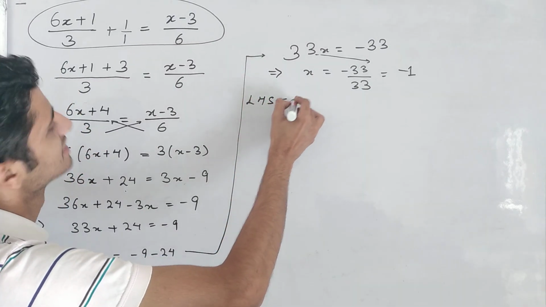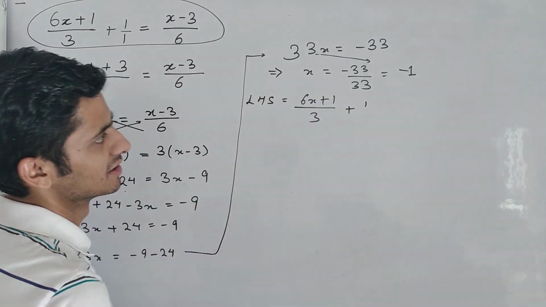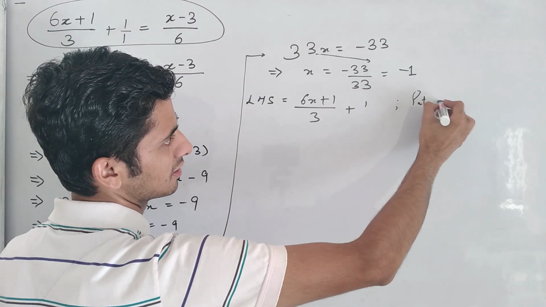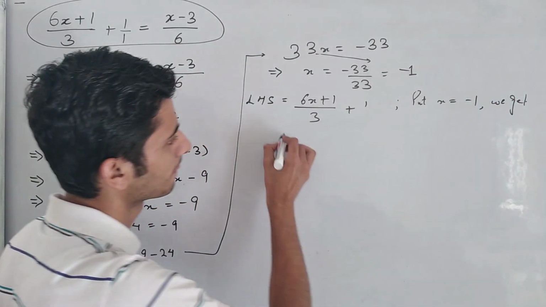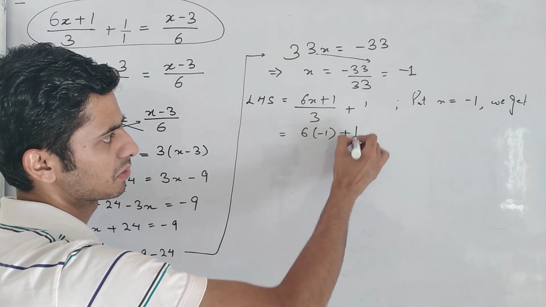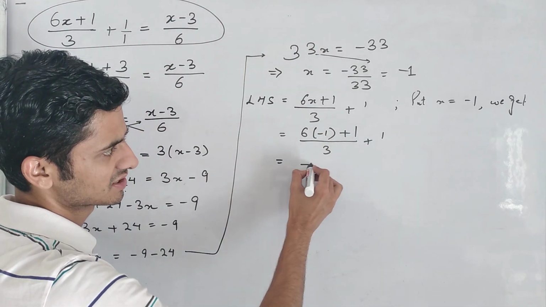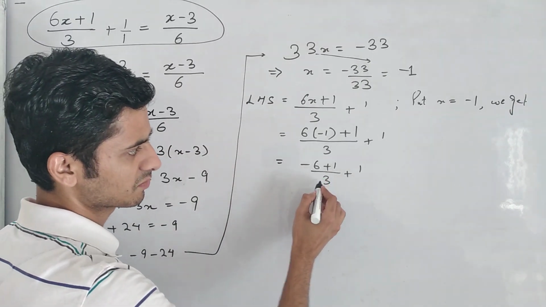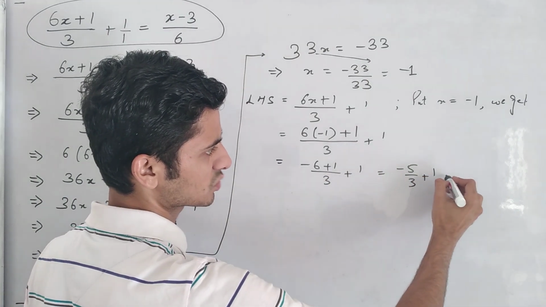The left hand side is 6x plus 1 upon 3 plus 1. So if you put x equal to minus 1, we get 6 into minus 1 plus 1 upon 3 plus 1. 6 into minus 1 is negative 6, plus 1 upon 3 plus 1. Negative 6 plus 1 gives you negative 5 upon 3 plus 1.